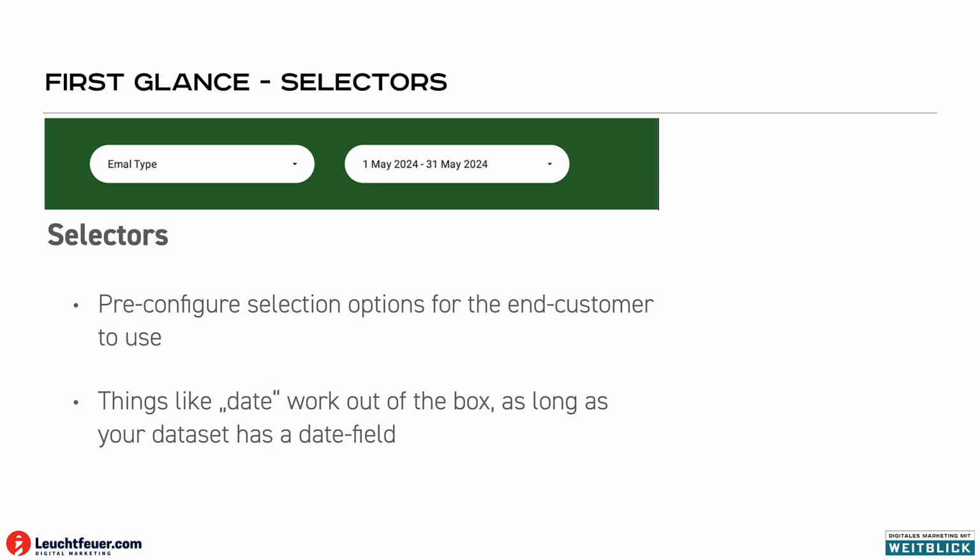And also, things like date filters, date selectors, work pretty much out of the box as long as your data set, for example, the email stats table entry, has a date. We can just use it and tell Google Looker Studio, take a look, and if we select a month and the date is in that month, it will get shown, and if not, it will just be left out.